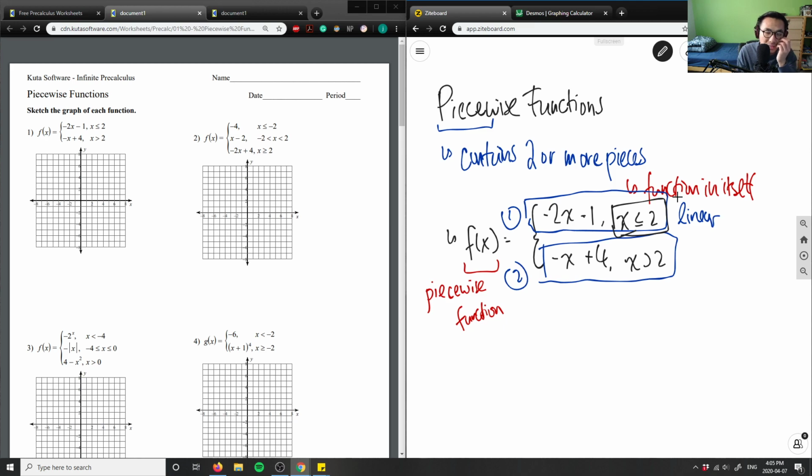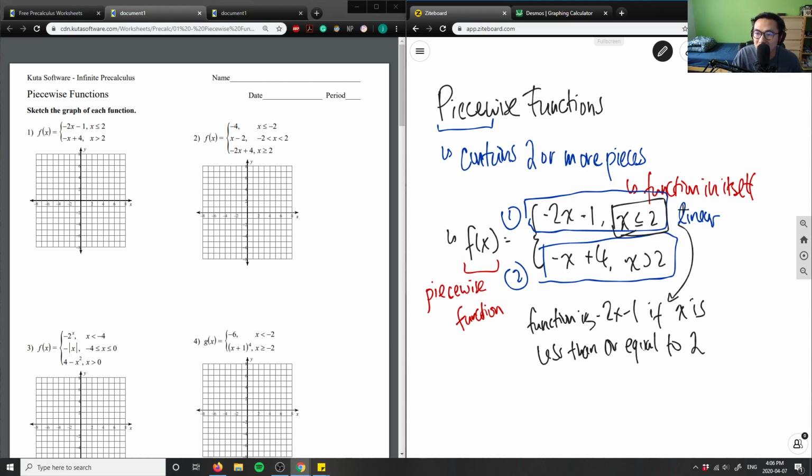This here says that it's going to be this function, so negative 2x minus 1, this linear function, if x is equal to or less than 2. So this here states that. I'm going to write that in words for you. The function is negative 2x minus 1 if x is less than or equal to 2. So that's what it's stating in this first part here.